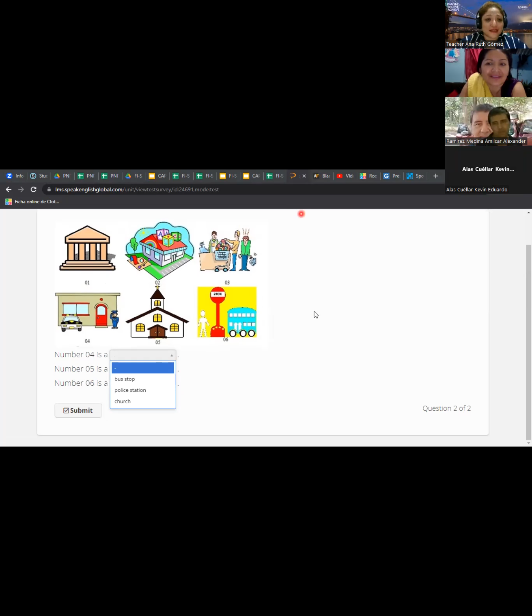Conmigo tienen que acostumbrarse, que a mí me gustan las respuestas completas, palabritas no. Esto le va a ayudar mucho a ustedes a poder obtener fluidez a la hora de hablar, porque cuando nosotros hablamos en inglés o en español, a veces nos comemos los sujetos. The thing is that in English, complete, all right? Subject, verb, complement, like it is a school, etcetera. So number four, it is a police station.